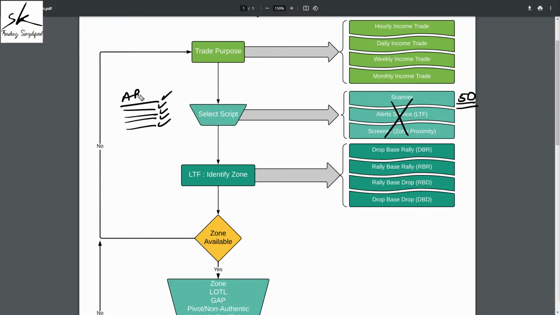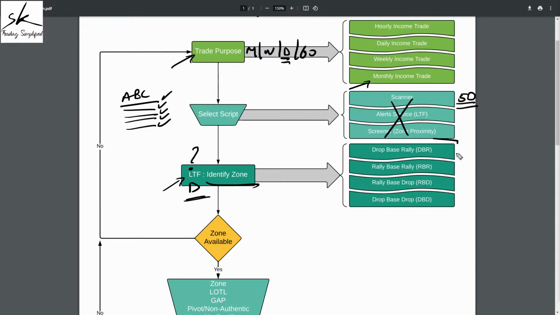So let's assume the very first one in this list was ABC. So what am I supposed to do now? I need to go to the lower time frame. And the question here is, what is my lower time frame? We got the answer from our step number 1. As a monthly income trader, my time frames were monthly, weekly, daily, and 60, out of which daily was my lower time frame. So now I need to go to the daily time frame and identify the zone.